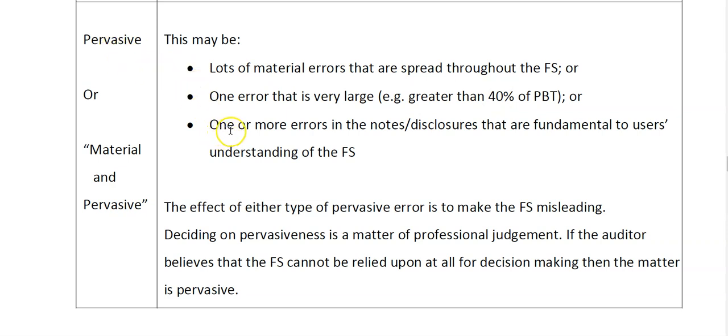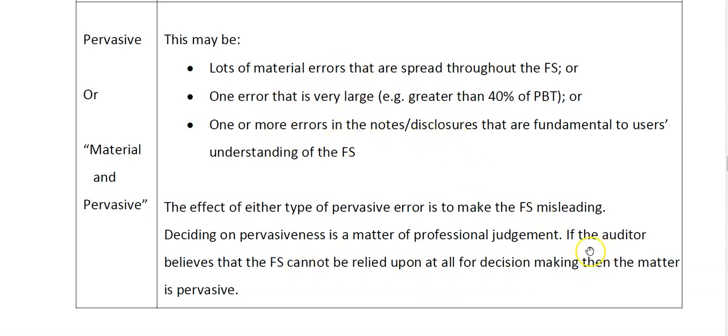And then another pervasive error is where there's an error, or more than one, in the notes or disclosures that are fundamental to users' understanding of the financial statements. And that may be to do with going concern, where there is a material uncertainty, and quite a serious one, that the directors don't disclose. So the effect of any of those types of pervasive errors is to make the financial statements misleading as a whole. And it's difficult for you, because you haven't done all your exams yet and seen this in practice, to make a decision in your exams, but use these criteria.